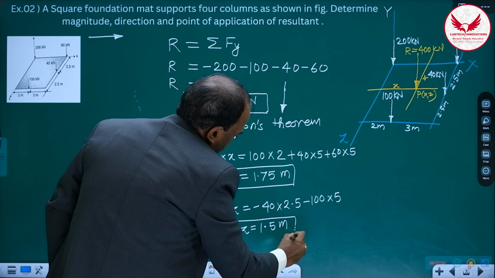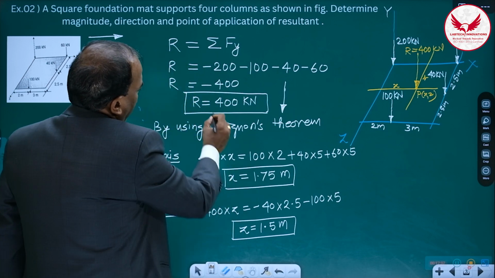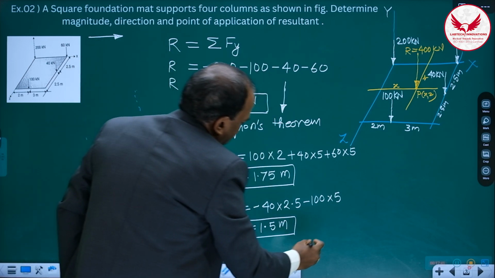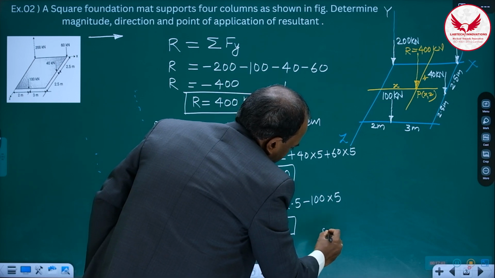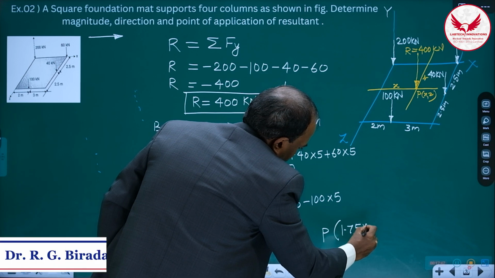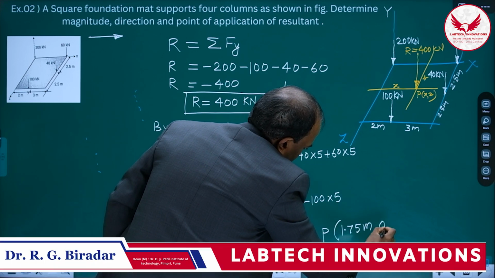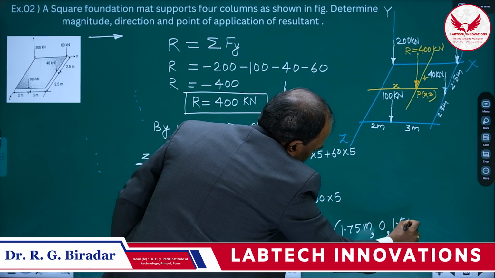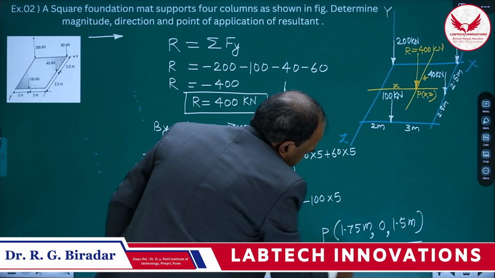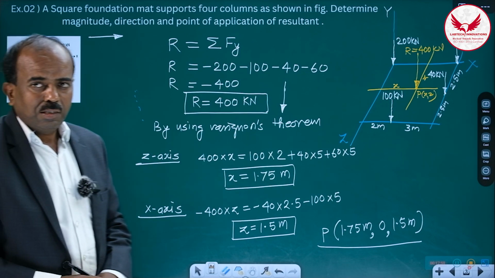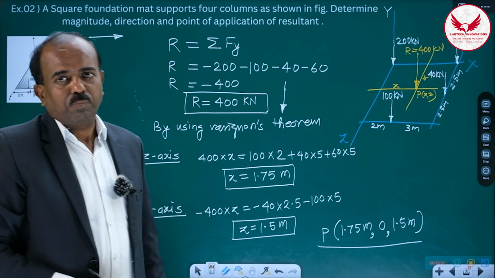Means the magnitude of the resultant is 400 kilonewton. It is vertically downward and it is acting at point P, where x coordinate is 1.75 meter, y coordinate is 0 and z coordinate is 1.5 meter. Finish. This is the point of application of the resultant and it is the simple solution of this problem.